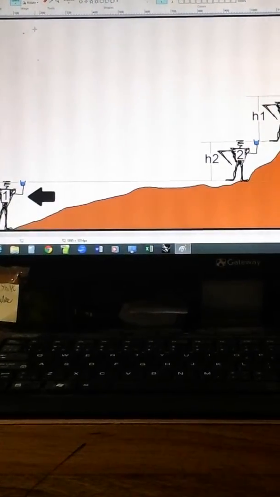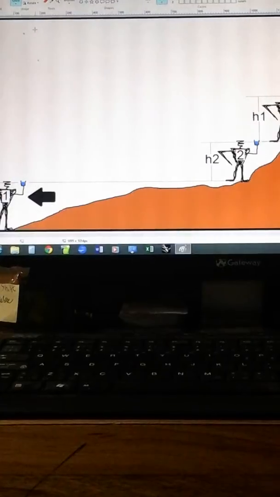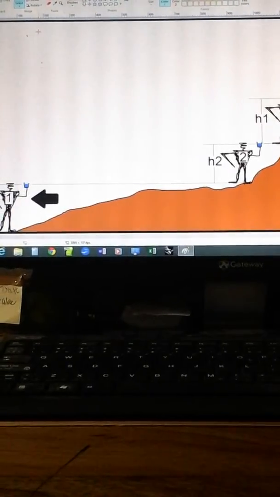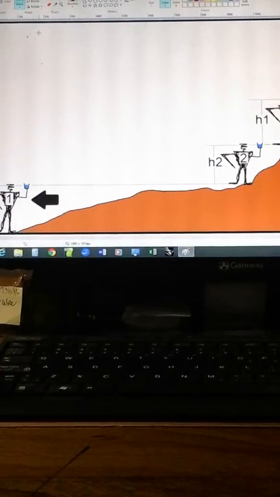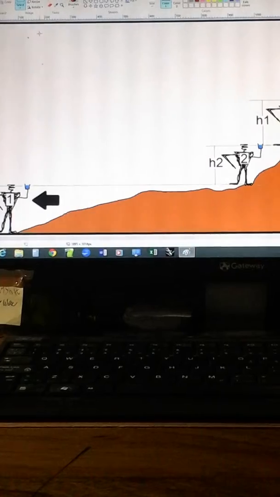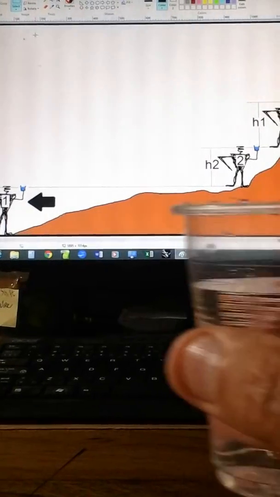Here is a short exercise on how to determine the height of a hill using a water glass. So the individuals here, experimenter 1 and experimenter 2, are given a water glass. Here's an example of a water glass here.